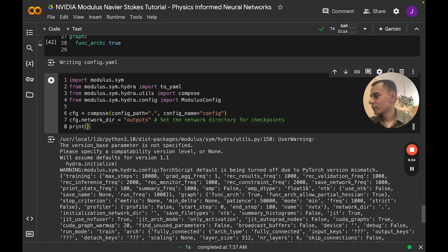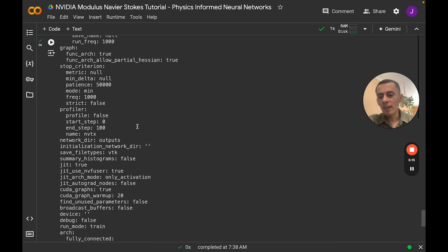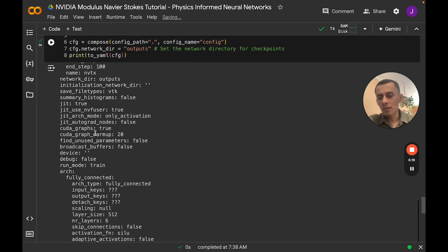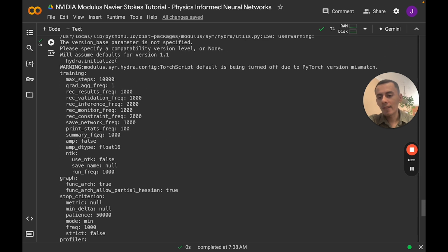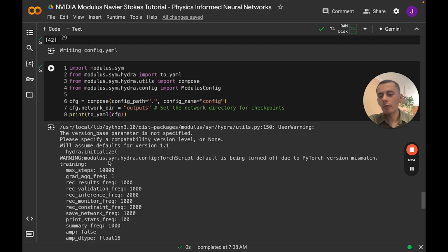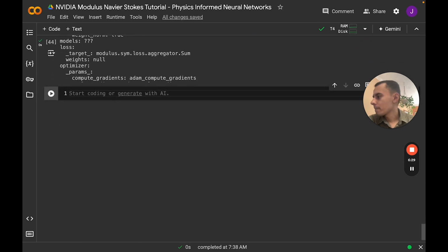But lastly, it's better to print it in YAML format again. So we go back to YAML. The whole point of YAML is that it's readable. So here's our configuration. In fact, there's more here because there are a lot of defaults. That's the whole point of Hydra: having defaults and overriding the defaults. So that's our configuration. Yeah, we have our configuration for our solver.